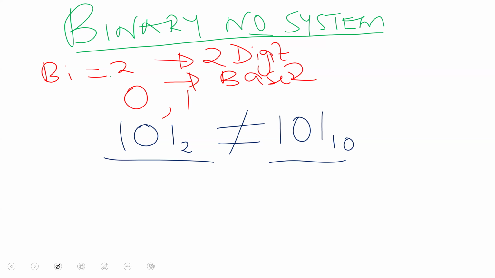React. Go to react. Thumbs up. Very good. That's a very well framed statement that 101 in binary number, in other words, in base 2, is not equal to 101 to base 10. Base 10, remember, is the decimal number.